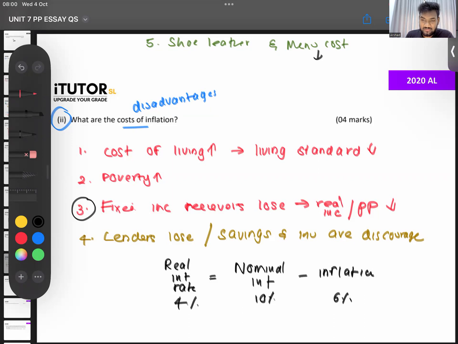Short-term investments, fine, but since real interest rate is negative, you're not going to really invest. During inflation, guys, you are not going to borrow and invest. You borrow and spend. You consume. You borrow and buy a good. There is no point borrowing and putting it into another bank or putting it into something else because you're losing.